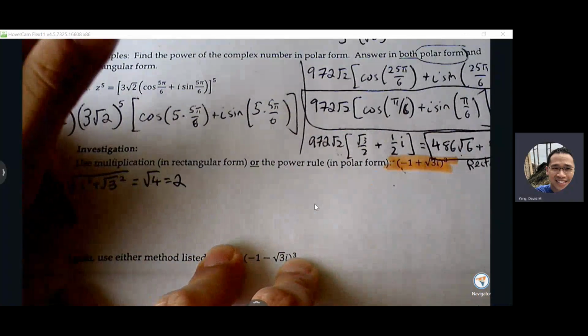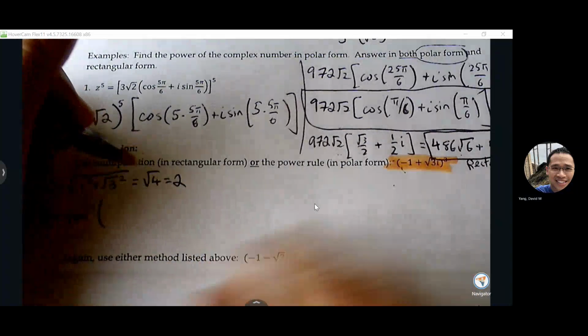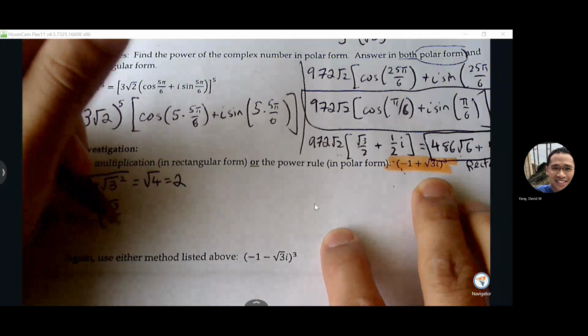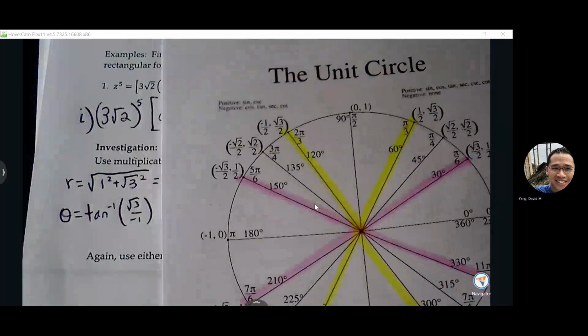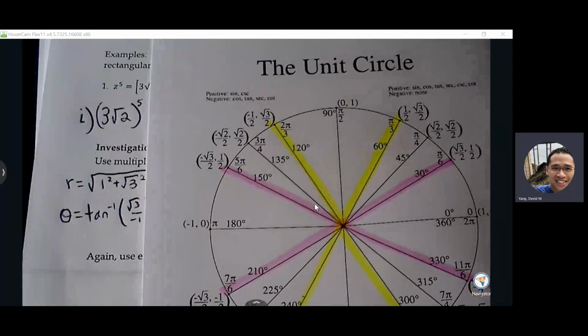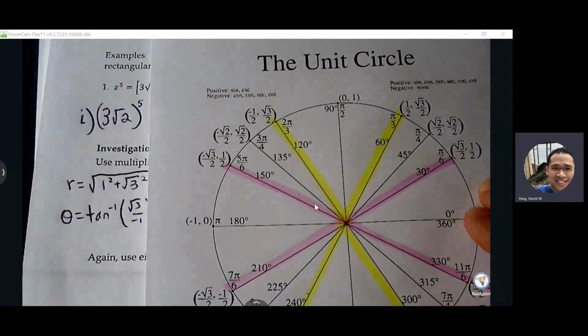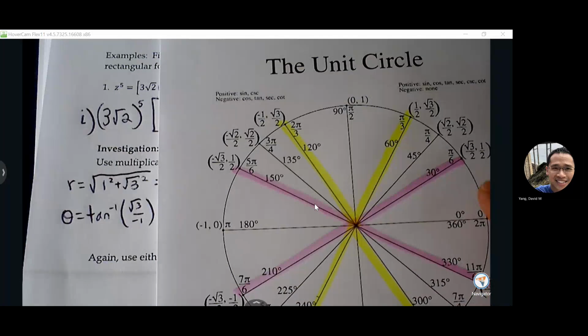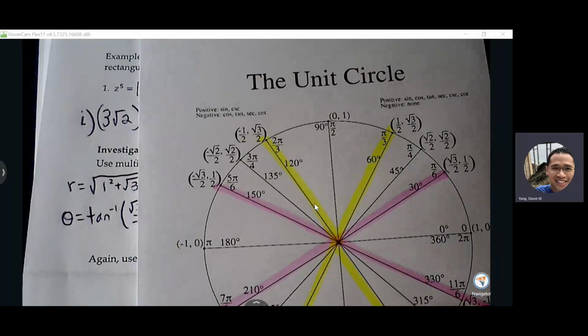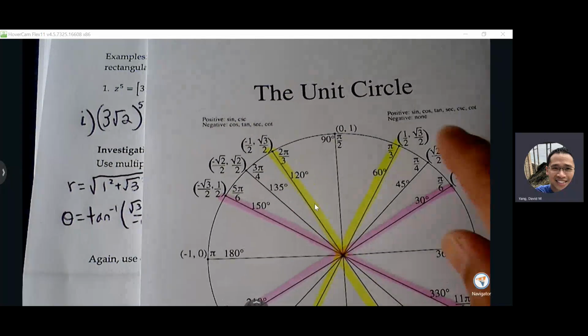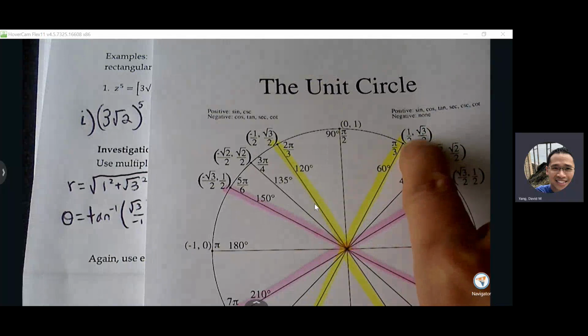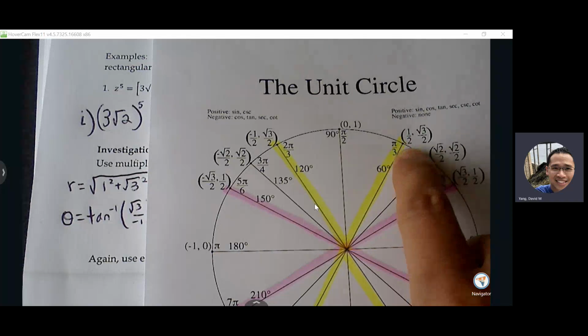Inverse tangent. Now we're going to have to rely on our unit circle here. So it's basically asking, where is tangent equal to root 3 or negative root 3? Remember, tangent is sine over cosine, right? So this is going to be a variation of what? Pi over 3, pi over 4, pi over 6. Pi over 3, because tangent is sine over cosine. So if I cover up the 2, root 3 over 1 is root 3, that's pi over 3.